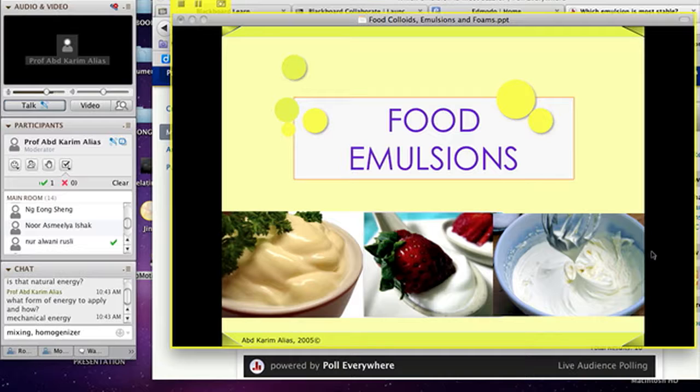Okay, now let's talk about the food emulsion itself. Remember, one of the important characteristics of food emulsion is that it's not a simple emulsion. It's not just oil and water, but we have other things. For example, in mayonnaise, we can add acid, vinegar, flavor, and so on. So it's a complex system.